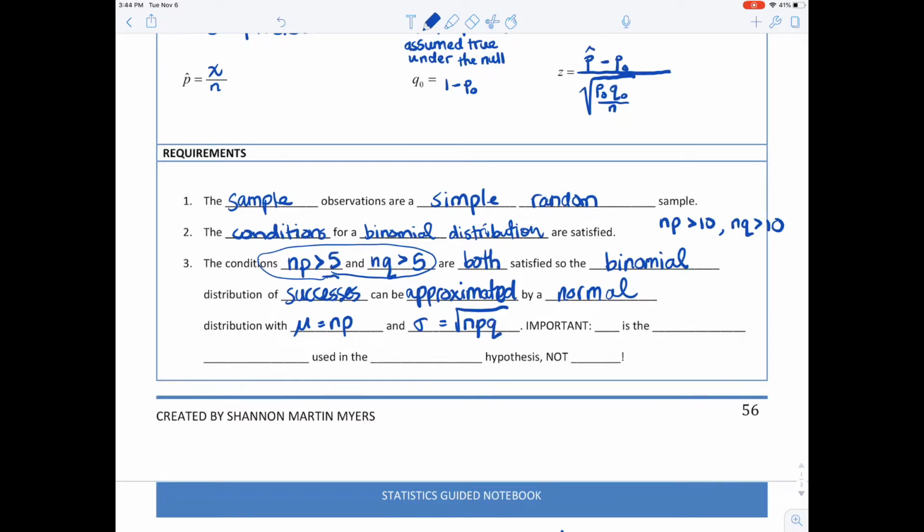Cool? Now, always remember P0 is the assumed proportion used in the null hypothesis, it's not P hat. Cool?